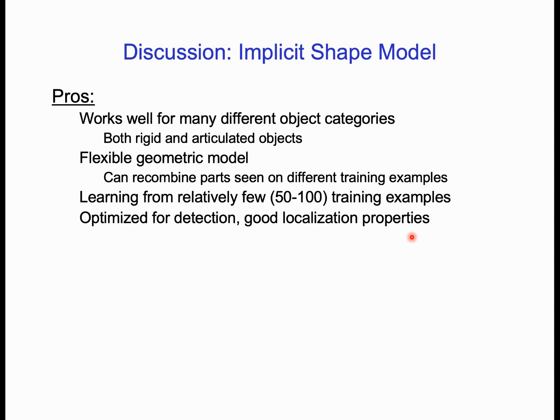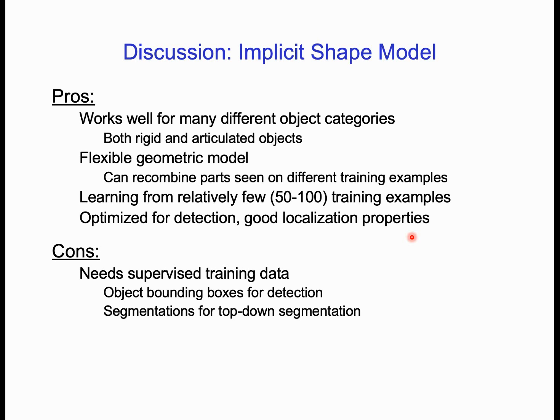The advantage is it works very well for many different object categories, both rigid and articulated objects, as long as they're somehow well structured. The constellation is stable. It can create flexible geometric models, so it can combine parts seen on different training examples together. It has very good properties in terms of dealing with occlusion and clutter. You can learn such models from surprisingly few training examples. And it's really optimized for detection with very good localization properties.